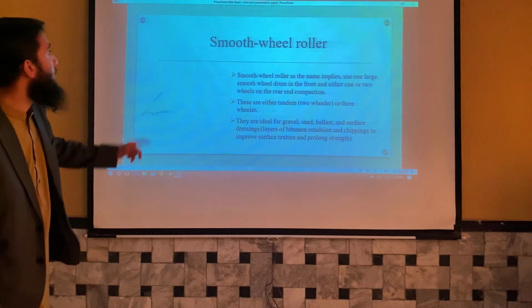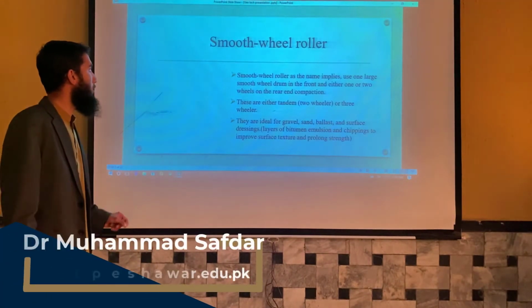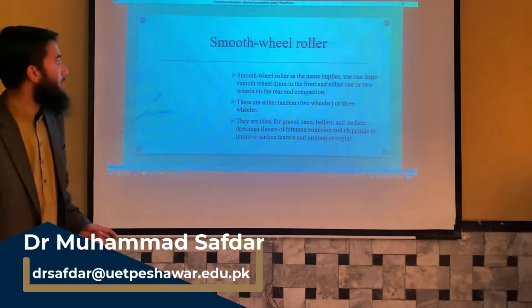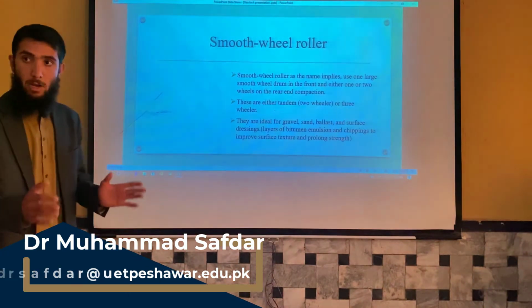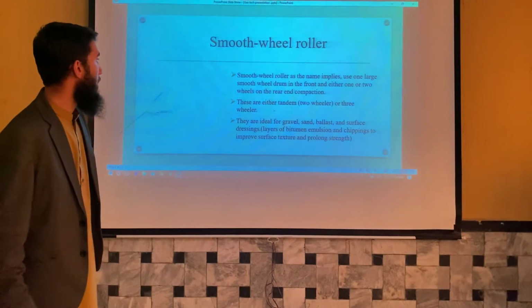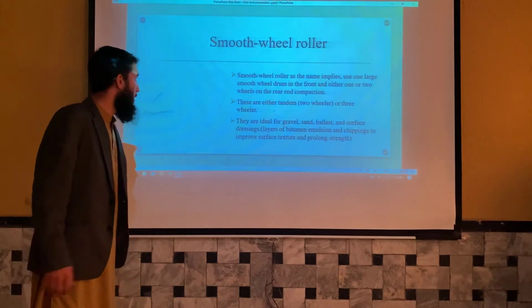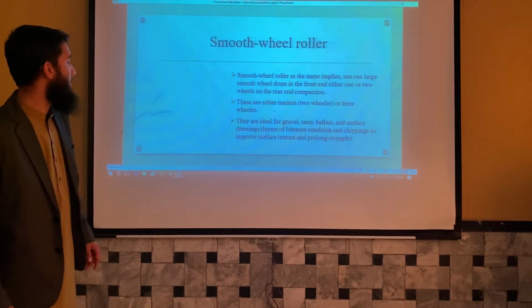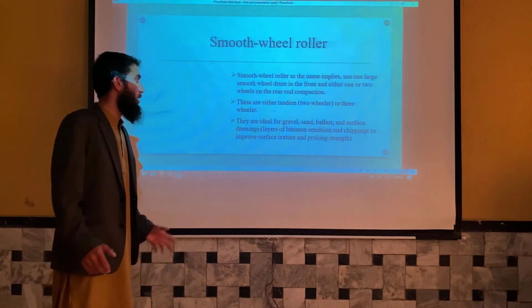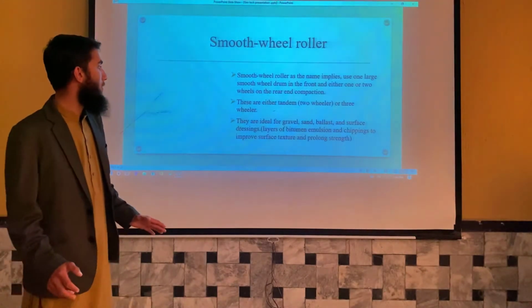The first one is the smooth drum roller. As the name implies, it uses one large smooth steel drum in the front and either one or two wheels on the rear end. This is a machine in which one drum is at the front and one is at the rear end. These are either tandem, meaning two wheels, or maybe three wheels. They are ideal for gravel, sand, dust, and surface testing. These types of equipment are used for different types of soil compaction, which may be gravel, sand, and dust, and also for surface testing.